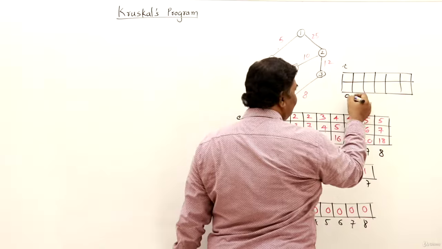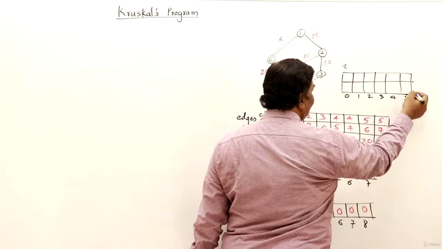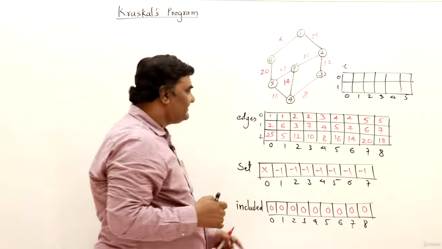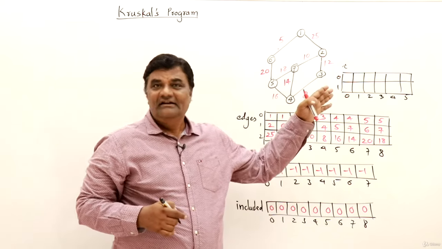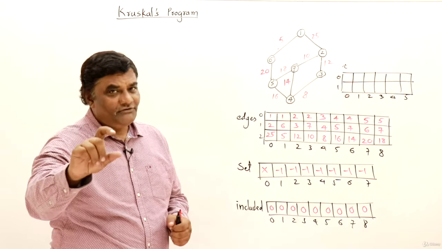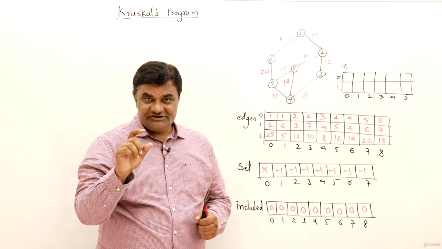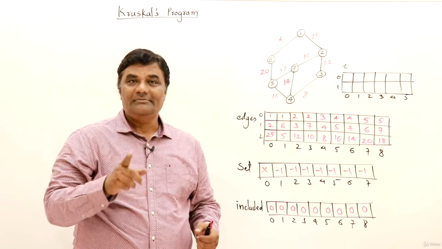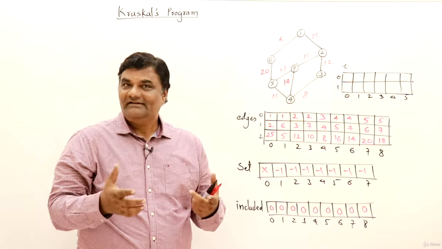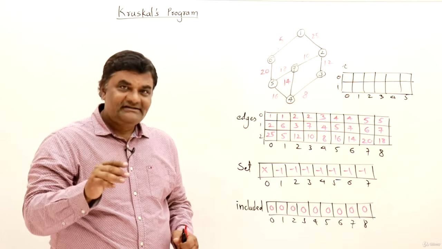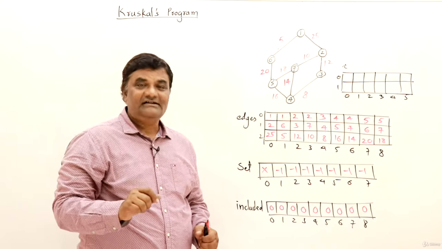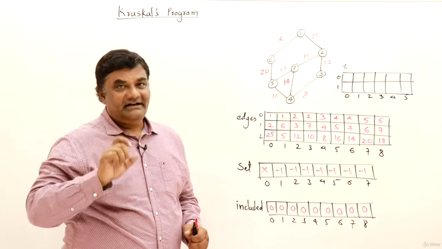How many edges will we be getting? 6 edges. So 0, 1, 2, 3, 4, 5. So this is 0 to 5, that is total 6 edges. I'll be storing the result in that data structure. Whenever you are picking up a minimum edge, you have to make sure that inclusion of that edge is not forming a cycle. How to detect a cycle? Yes, for detecting a cycle, we will use set operations that are union and find.